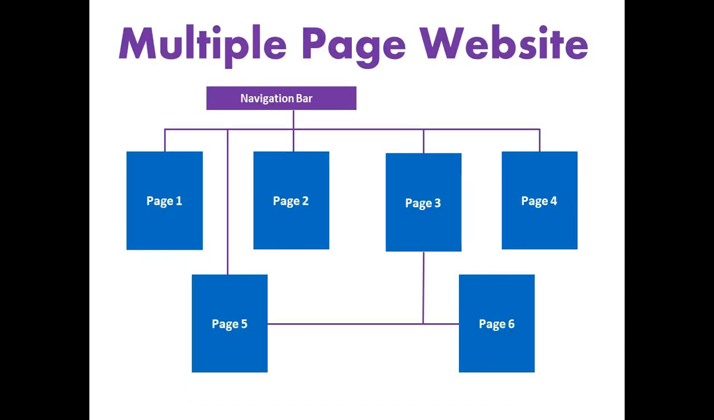So you can see in the multiple pages website, multiple pages, that means more than one page, right? So more than one page will be there in a given website, and all the pages will be linked with one another using the navigation bar. So there could be 4 pages, 40 pages, 100 pages, or even more pages.